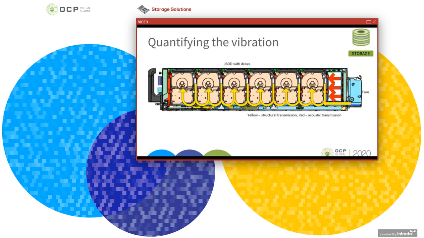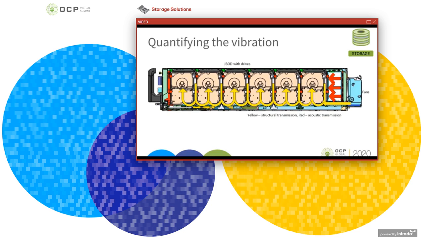All right, thank you, Madhavan. There are two types of vibration in our JBOD, acoustic and structural vibration. The picture on the screen shows two types of vibrations in our Bryce Canyon. Acoustic vibration comes from the system fans and travels towards the front of the chassis, as shown by the red arrows in this picture, and attacks a drive.